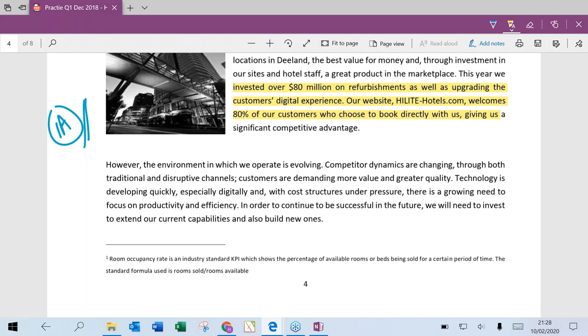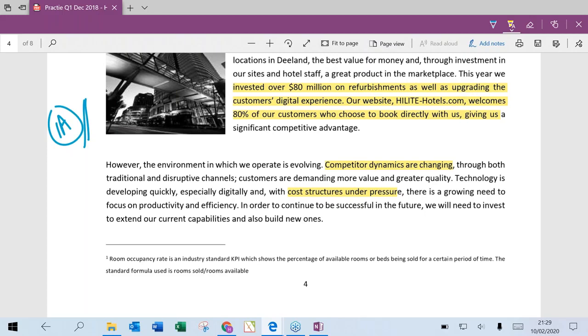Customers are demanding more value and greater quality. Technology is developing quickly, especially digitally, and with cost structures under pressure, there is a growing need to focus on productivity and efficiency. In order to continue to be successful in the future, we will need to invest to extend our current capabilities and also build new ones. So competition is changing. There are cost structures under pressure. Okay. Can we use this as success factors? No, these are negative points.